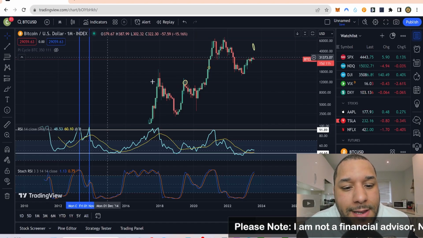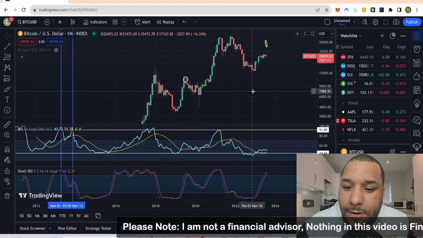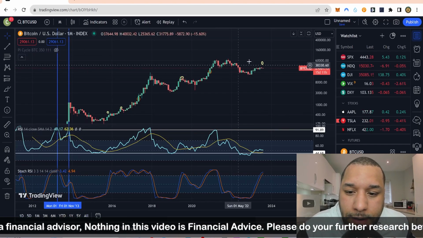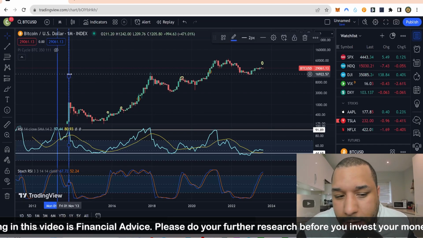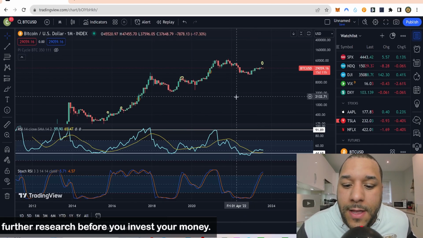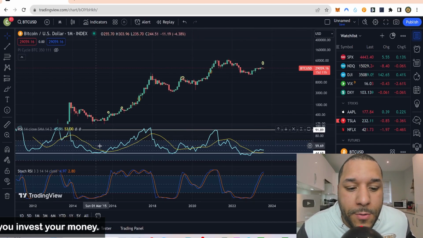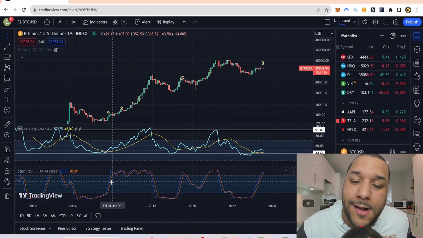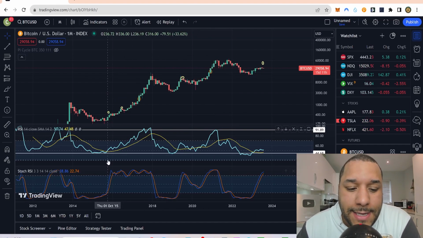Monthly time frame on the index chart. When you really zoom out, you can see price action here. I'm going to keep it nice, clean, and simple. Let me get rid of these blue lines for now. You don't need these. We're just going to focus on the price action, the RSI, which is this blue indicator line here with the yellow line going through it, and then we've got the stochastic RSI at the bottom. So let's take a look at this.